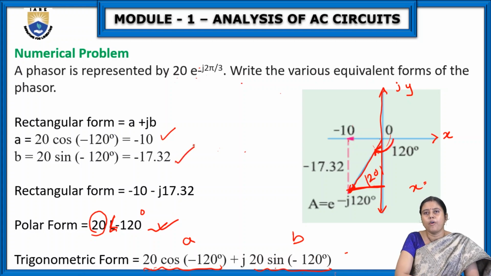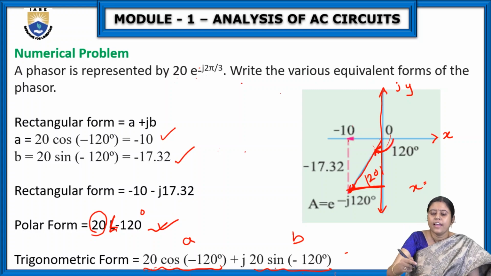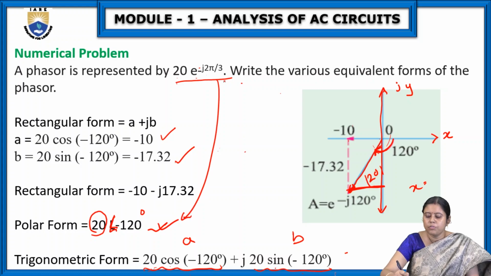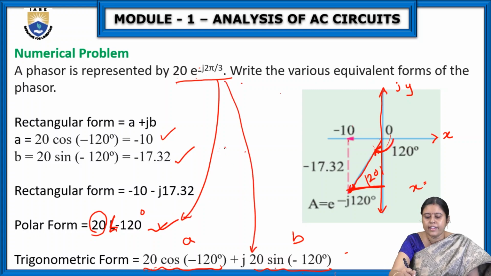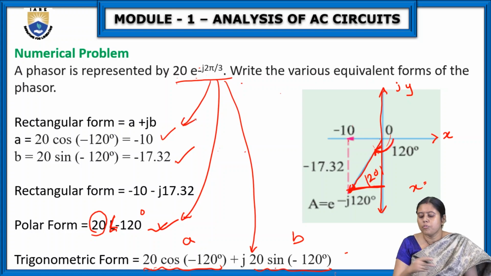So that is minus 17.32. So if we are given the exponential form, first we will write the polar form, then we will write the trigonometric form, and then we can write the rectangular form. So we have to write this in a rectangle. We will discuss more problems in the later classes.